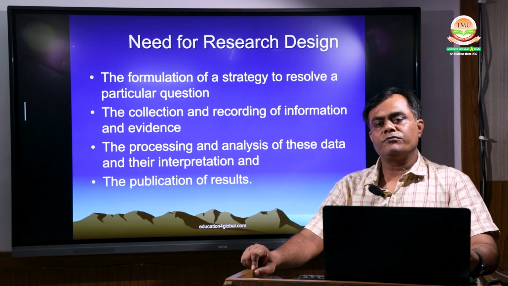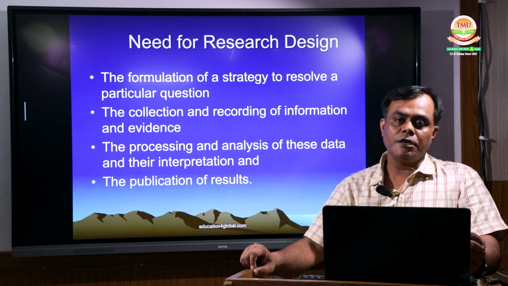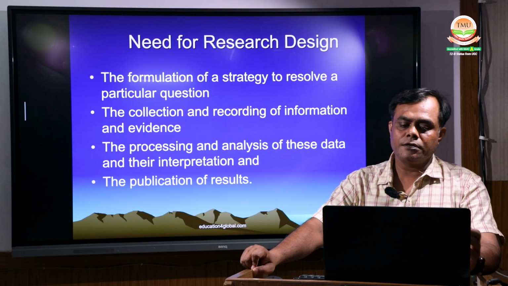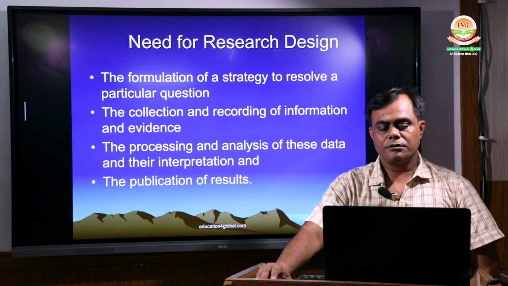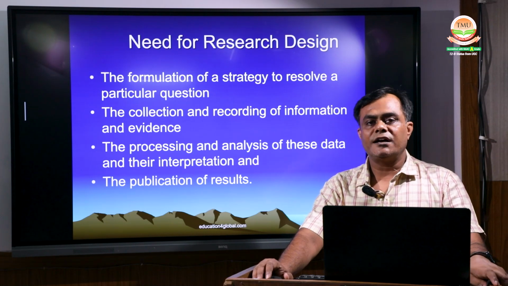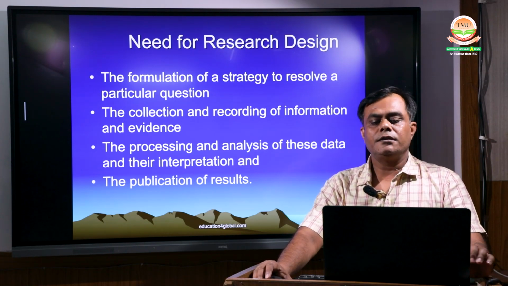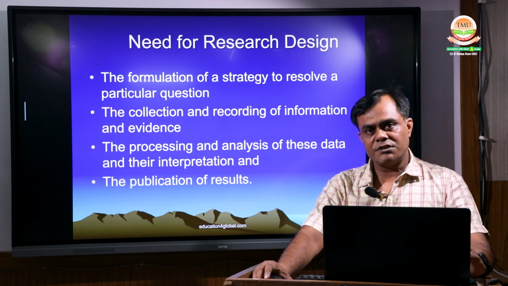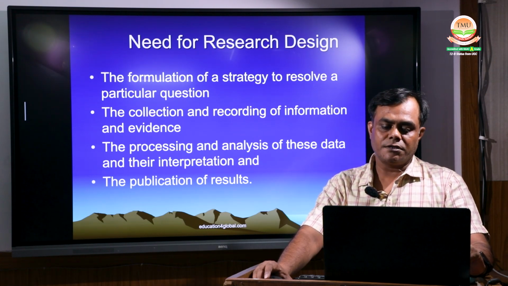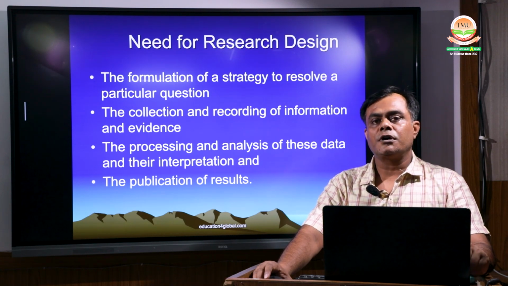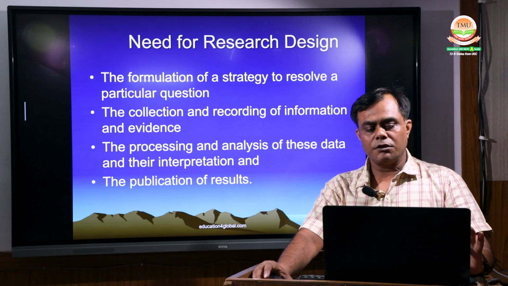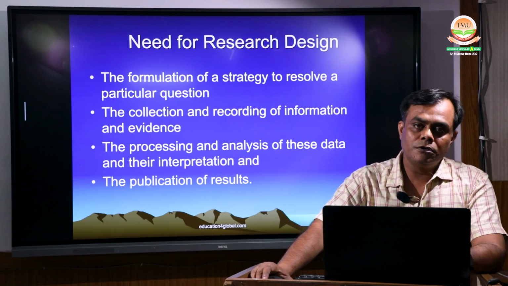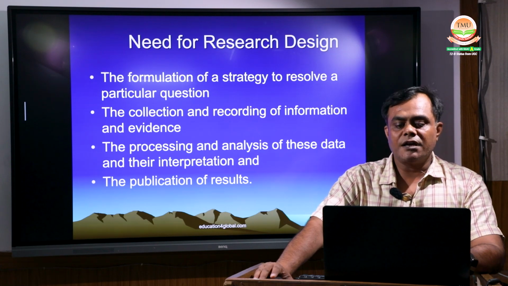Second is the collection and recording of the information and evidence. Whatever the information, record or evidence required, we collect it. And the third is the processing and analysis of the data and their interpretation. Whatever data we are collecting, we have to first process the data and then analyze that data for the interpretation to reach a valuable result. And the fourth is the publication of the result. Whatever result comes out of all this process, we can publish that result.